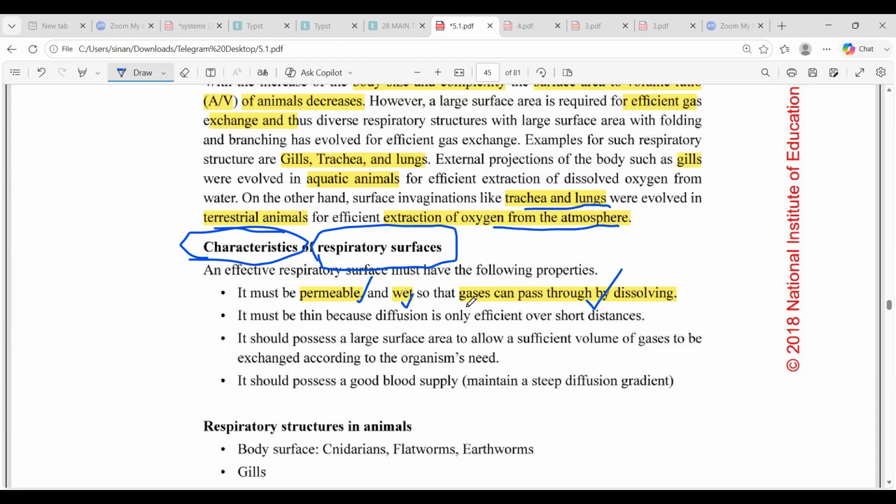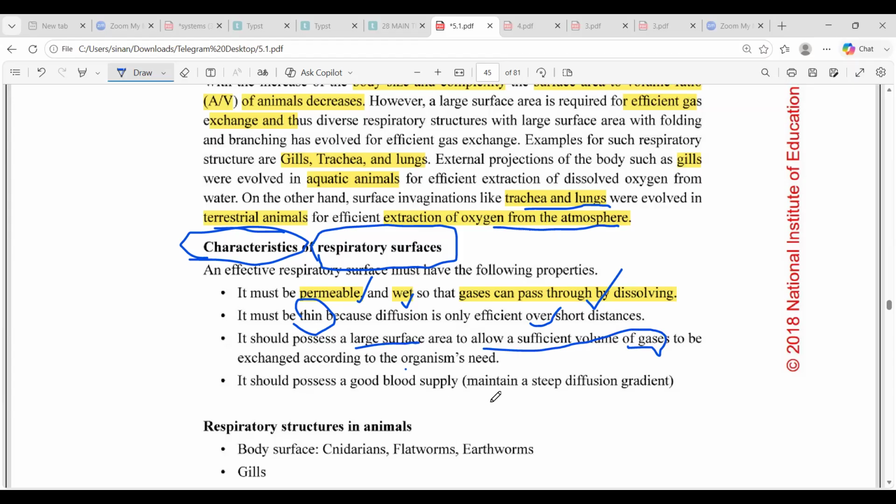It must be thin because diffusion is only efficient over a short distance. It should possess a large surface area to allow a sufficient volume of gas to be exchanged according to the organism's need.